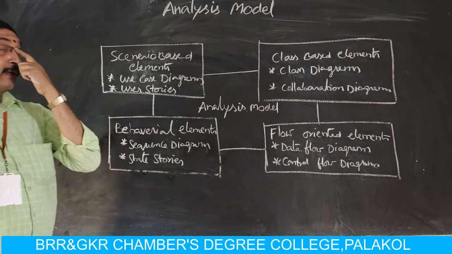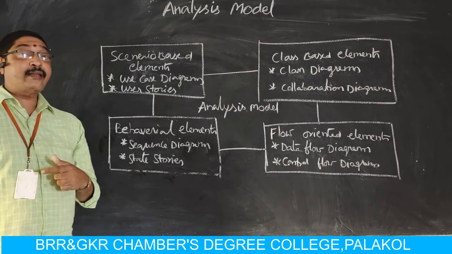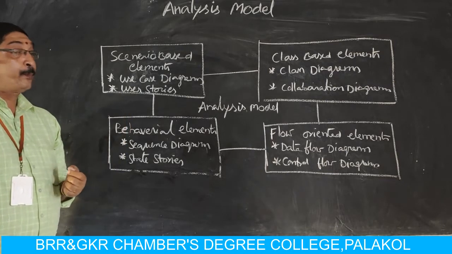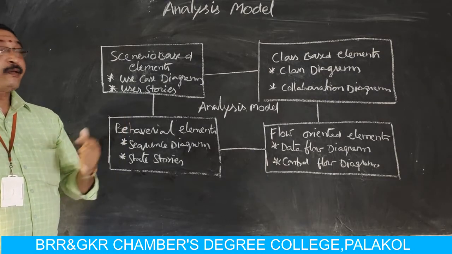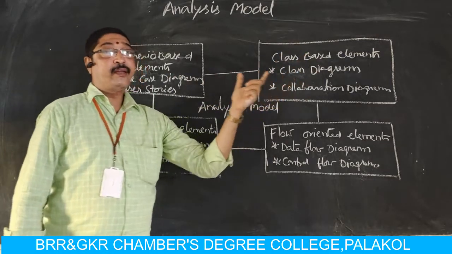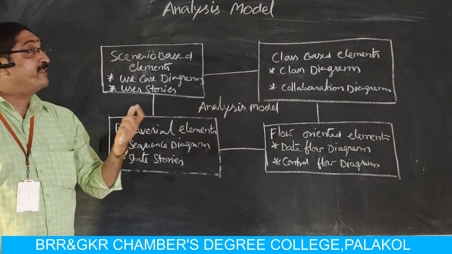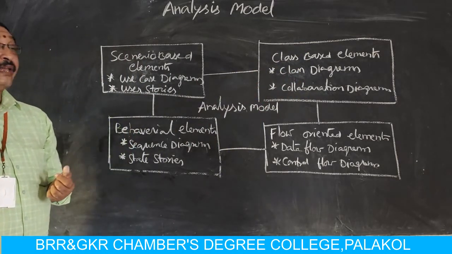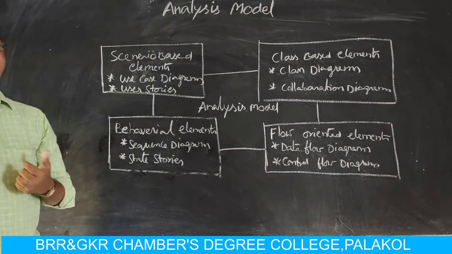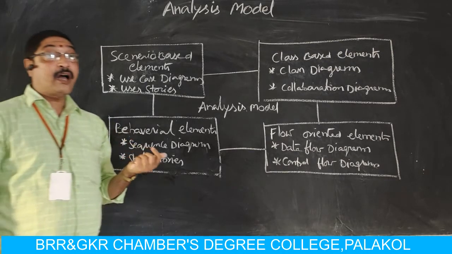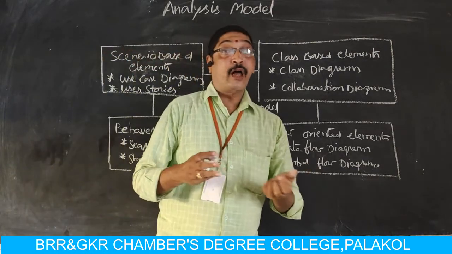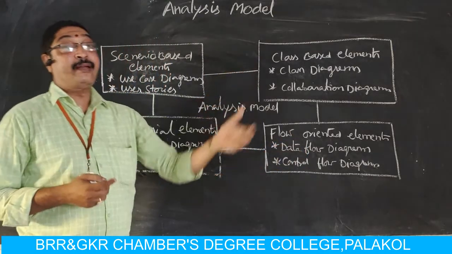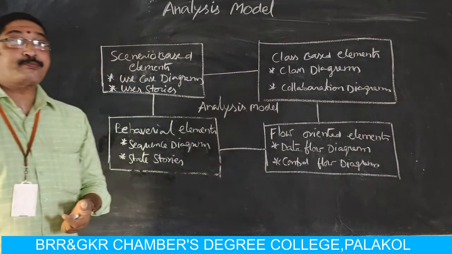And next one we have class-based elements. What are class-based elements? The objects of this type of element are manipulated by the system. Classes mean we will get objects. At the same time, it defines the objects, attributes, and relationships. What are the objects we have? What are the attributes that the object will have? What is the relationship between those objects? All these will be explained with the help of this class-based element.